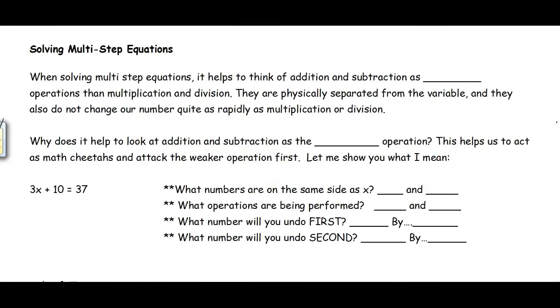Alright, let's take a look at solving multi-step equations now. When solving multi-step equations, it helps to think of addition and subtraction as opposite operations than multiplication and division. They are physically separated from the variable, and they also do not change our number quite as rapidly as multiplication or division. Why does it help to look at addition and subtraction as the opposite operation? This helps us to act as math cheetahs and attack the weaker operations first. Let me show you what I mean.